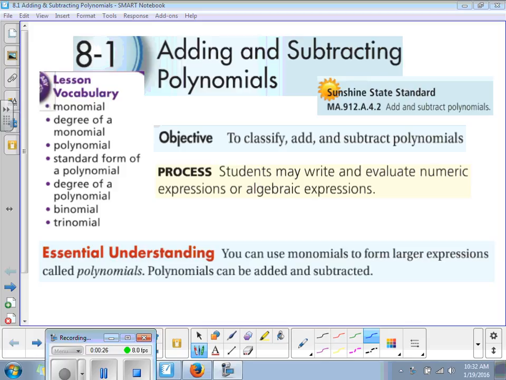Now, monomial, what does mono mean? One, right? So that's like 2x, 3, 2xy, okay? That is what a monomial is. When you put those monomials together, strung along by addition and subtraction, they become polynomials. Polynomial, poly means many. So when you put many of them together, that forms a polynomial.